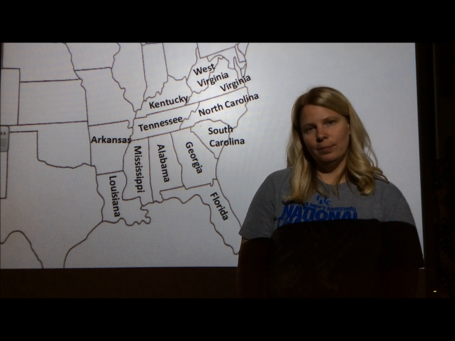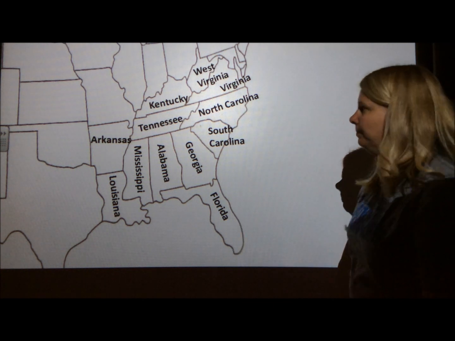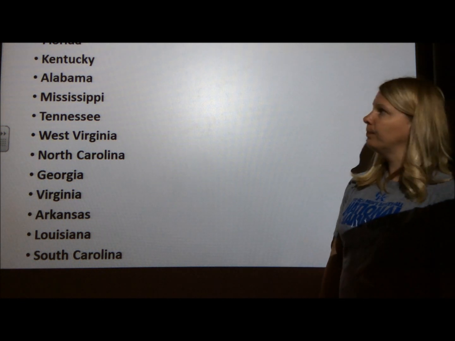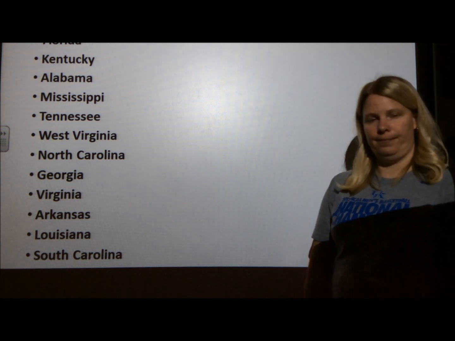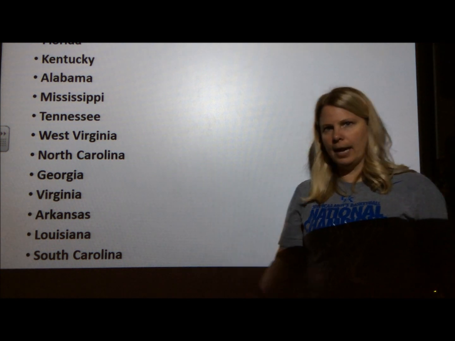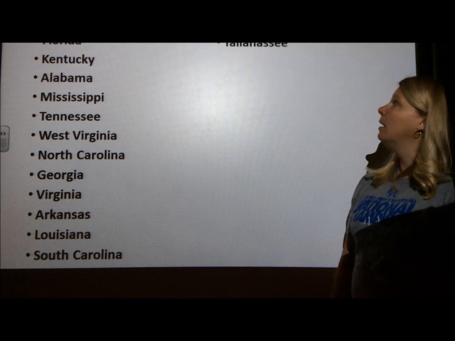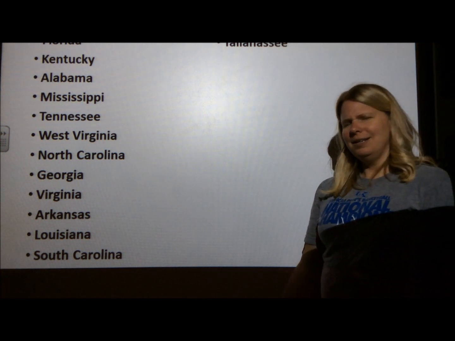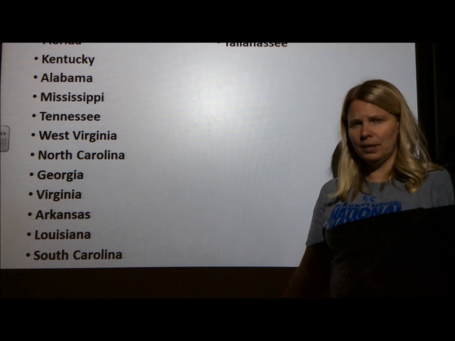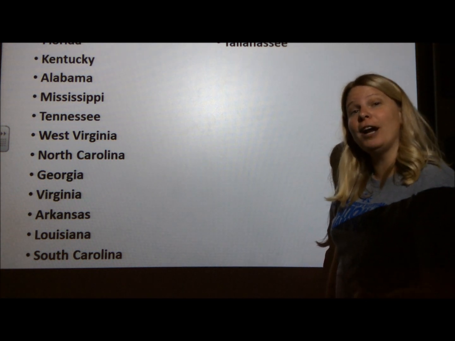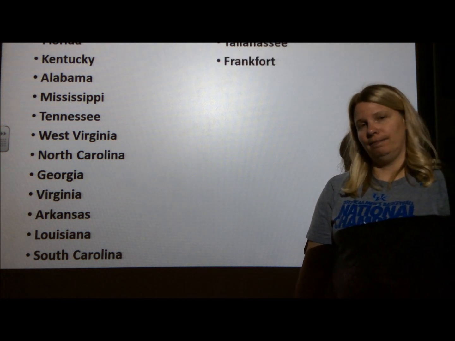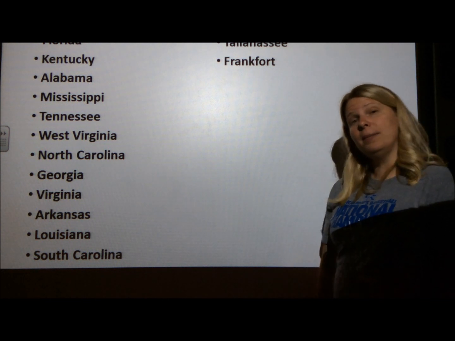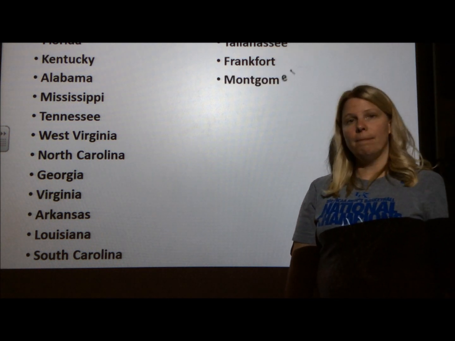Now flip that over because you have to write down some capitals. Okay? Now you have a list of those capitals on the bottom of your page. The first one we're going to look at is Florida. Now, Florida has a pretty long name for a capital. It's Tallahassee. Tallahassee is the capital of Florida. Kentucky. Does anybody know what Kentucky's capital is? Come on. Yeah, it's Frankfort. Frankfort, Kentucky. What about Alabama? Alabama is Montgomery. Montgomery, Alabama.